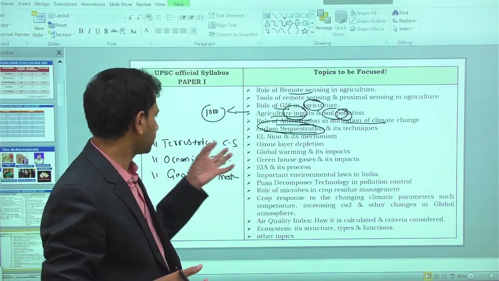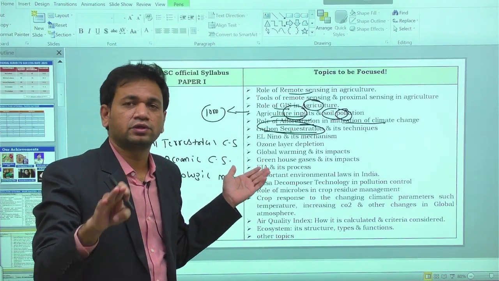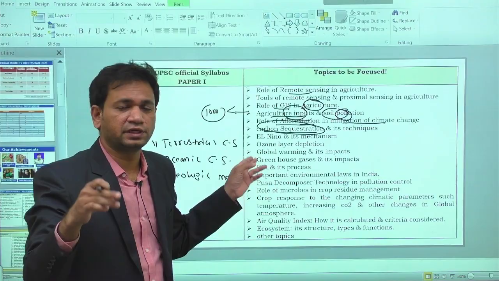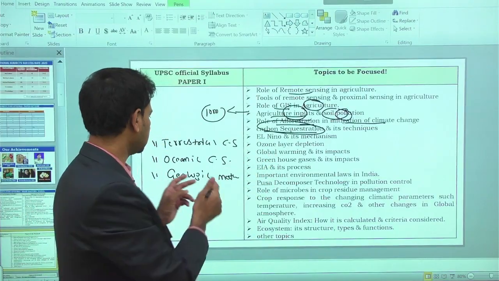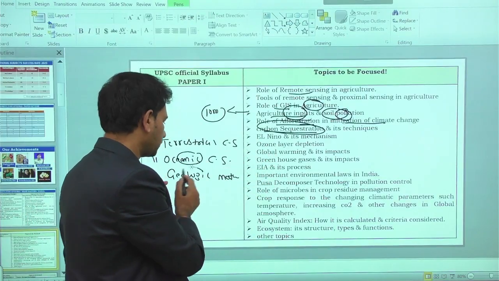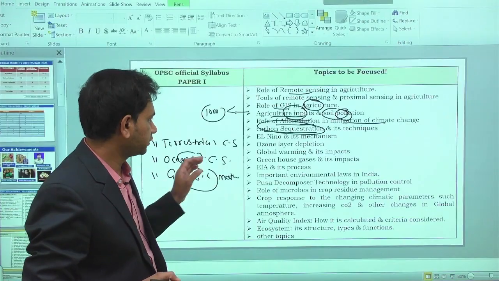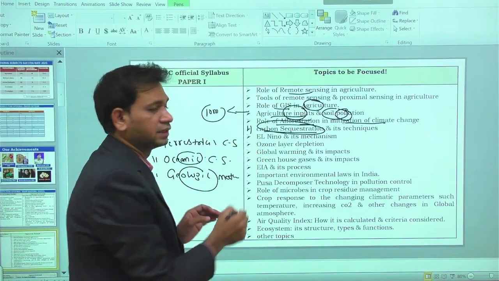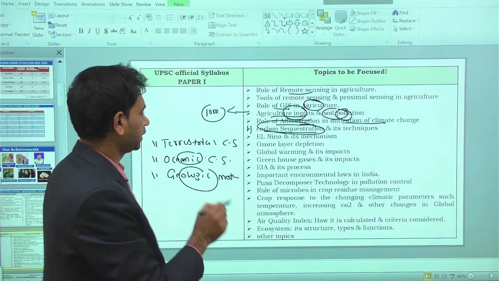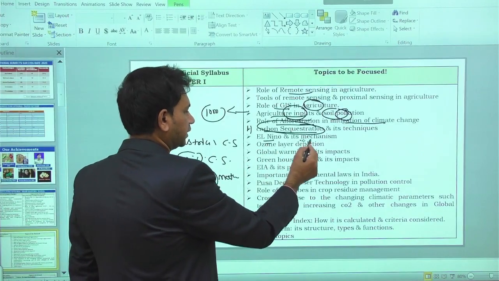So with the help of this process, we can minimize the CO2 level in the atmosphere. Through that, mitigation of climate change can be possible. Another is the watching species, another is the geologic method. With the help of this method, the CO2 level in the atmosphere can be minimized. Then we have El Nino and its mechanism.